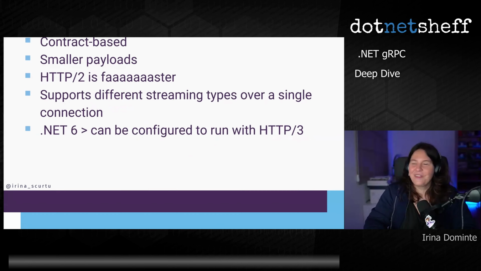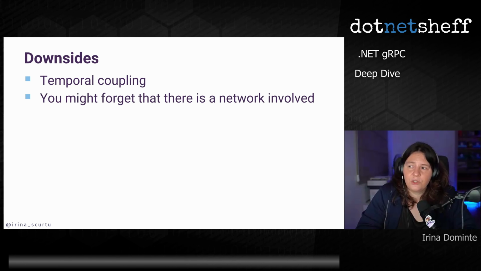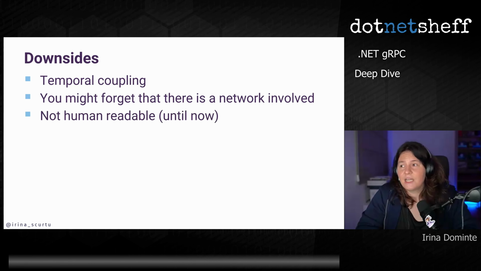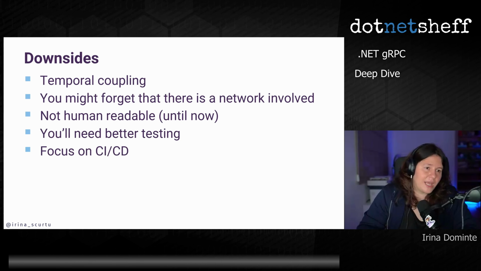So the downsides of gRPC is that you'll still have temporal coupling. So you'll still need the server to be up in order to get data from it. Another thing is that you might forget that there's network involved and you might abuse that. It wasn't human readable, but now every single tool that allows you to test APIs will allow you to work with gRPC, including Postman, and they're very nice with those. You'll need to focus on CI/CD, and you'll need to do better testing.